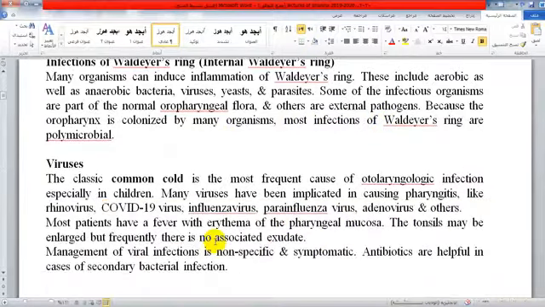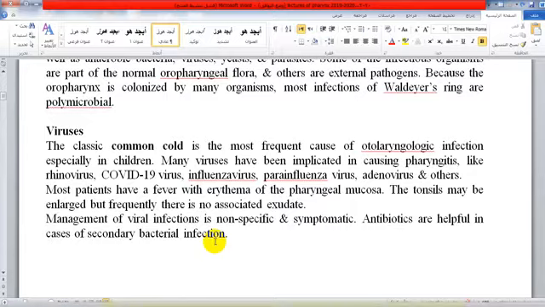Now we go to the viruses. Really, we are facing many problems regarding treatment and diagnosis of diseases in the oral cavity and also the oropharynx. The classic common cold is the most frequent cause of otolaryngologic infection, especially in children.